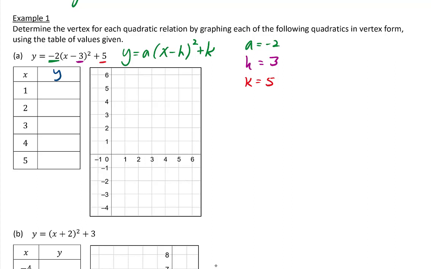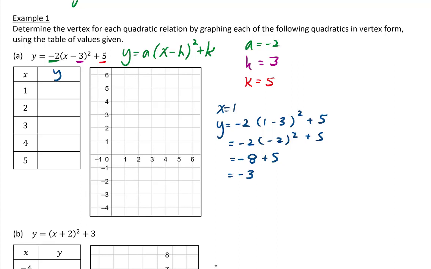So we want to figure out the y values. Let's start off with x equals 1. So I get y equals -2(1 minus 3) squared plus 5. Using order of operations, that's -2 times (-2) squared plus 5, which gives me -8 plus 5, which equals -3. So take a moment now and see if you can determine the rest of the y values. Hopefully you've tried that, and you see we're going to get 3, 5, 3, and -3.